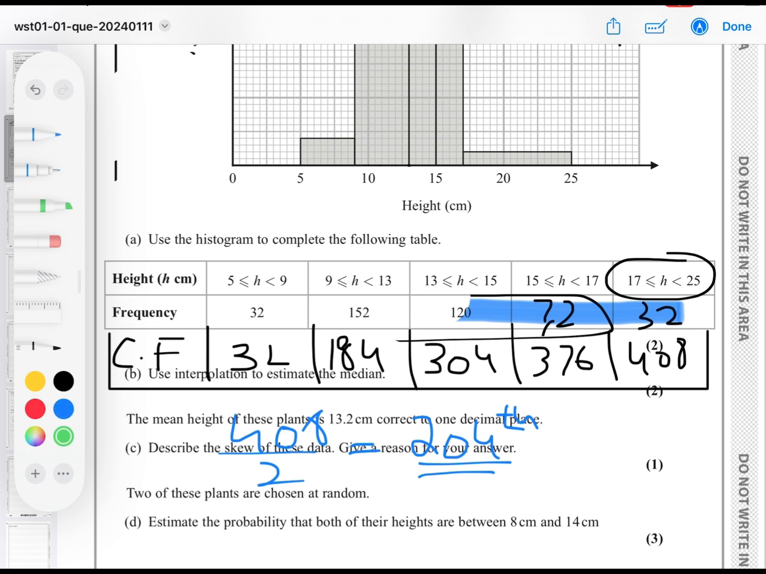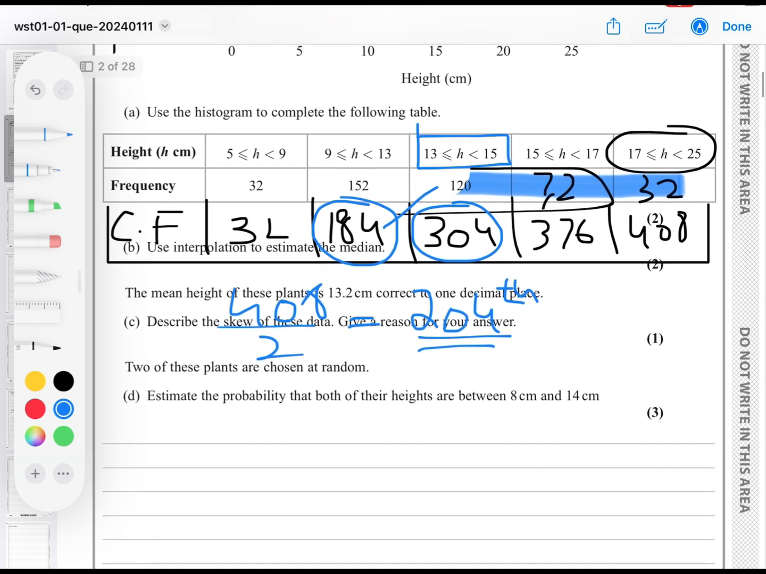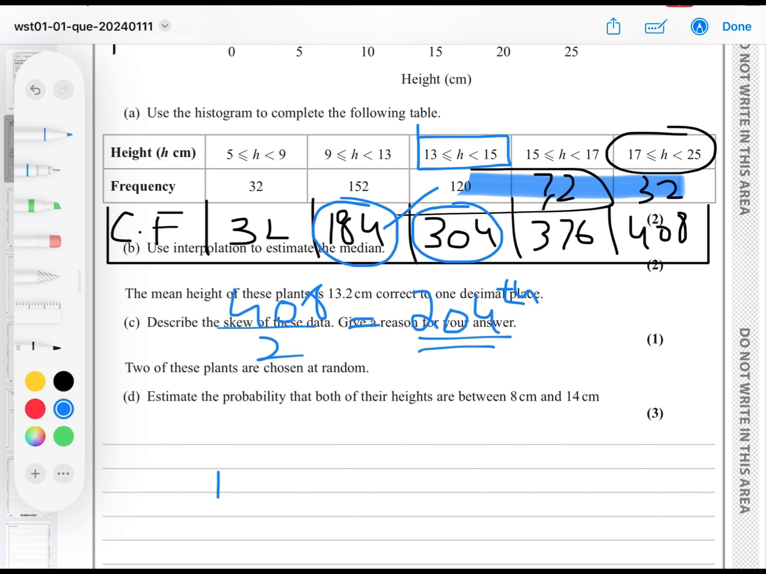So this frequency lies here. Like you can see, till here we have 184, but by adding 120 we get 304, which means that this 204 lies in this class interval. For this class interval the lower limit is 13, and the upper limit is 15, and in between we have Q2.